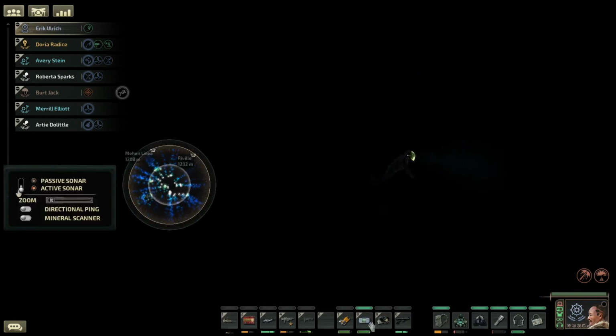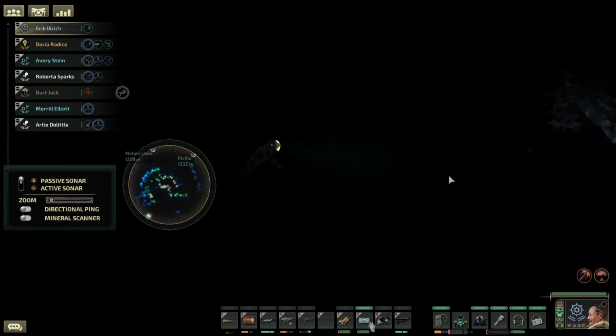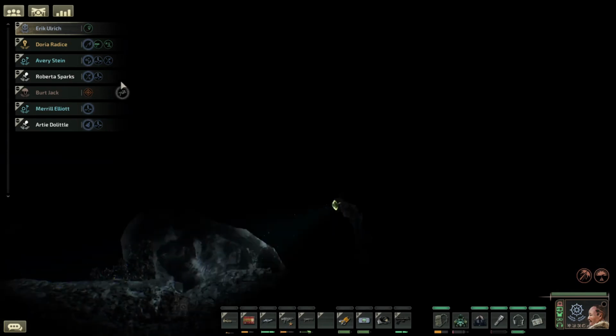Active sonar. Why can I not see the remora? I still gotta go all the way out here. Okay. I think my guys are shooting.